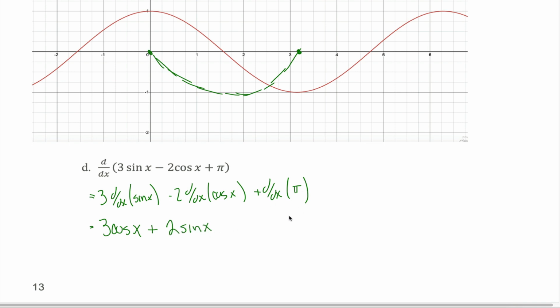What about the derivative of pi? I know this doesn't look like a constant, but this is just a constant, right? It's 3.141569 something. This is a constant. I don't care what constant it is. The derivative of any constant is just equal to 0. You don't have to write the plus 0. We call this our final answer here.